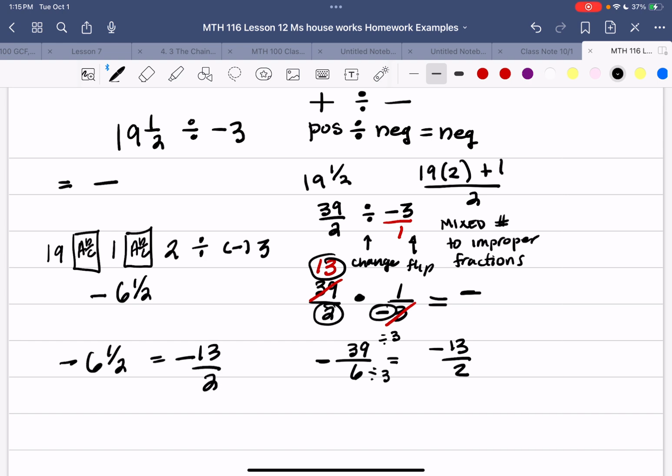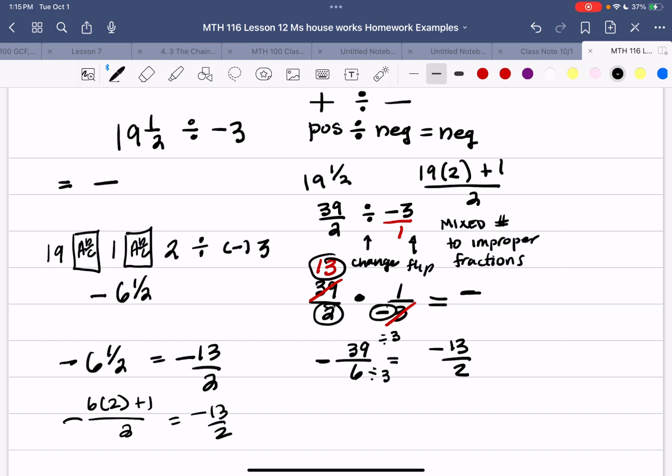If you change that, -6 times 2, and I'm going to do my negative last. I'm going to do the 6 times 2 plus 1. 6 times 2 plus 1 over 2. And now that's negative. That's -13 over 2.